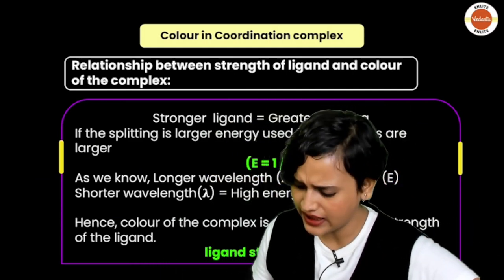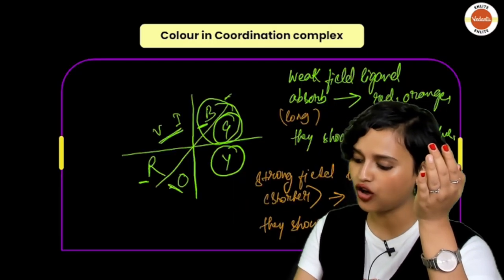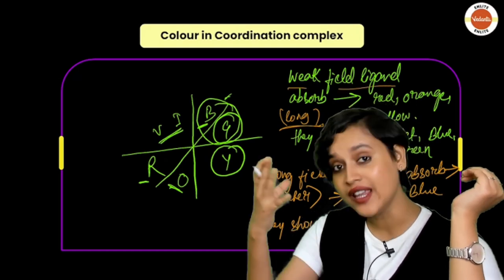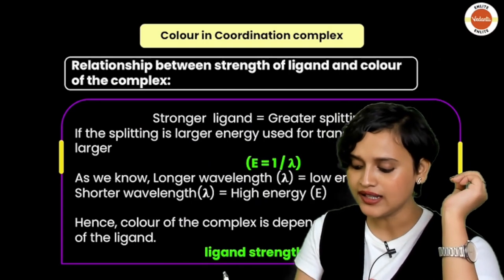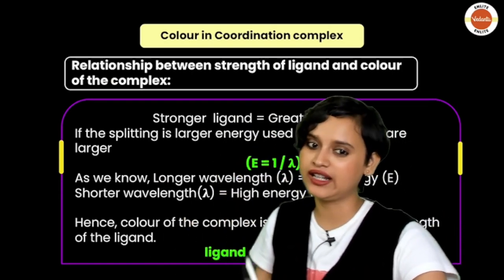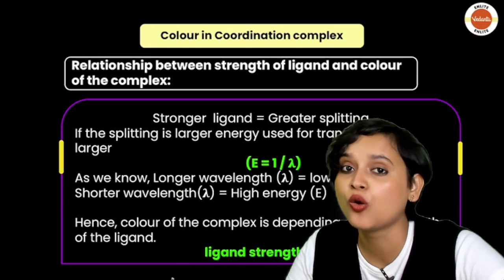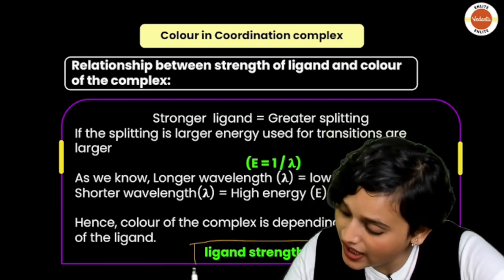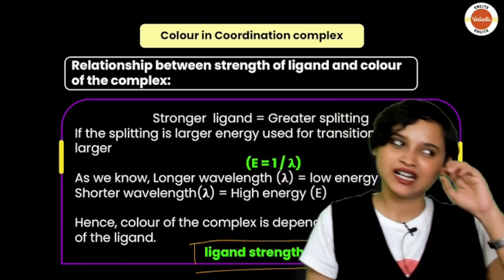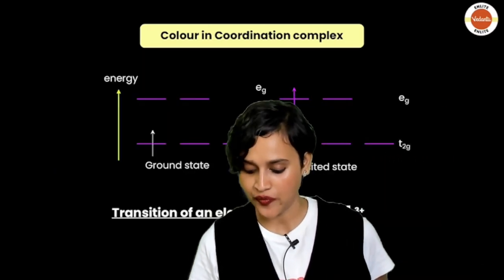Now let's understand what happens. I think this is something I've already explained, right? Longer wavelength is low energy. Who absorbs it? Weak field ligands absorb the longer wavelength because of less energy. Whereas shorter wavelengths have high energy. Who absorbs the shorter wavelength? The strong field ligands. So that means ligand strength is directly proportional to 1 by lambda. Why? I've just told you, everybody, that the greater the ligand strength, the shorter the wavelength it will absorb, right? This is what we have just understood.